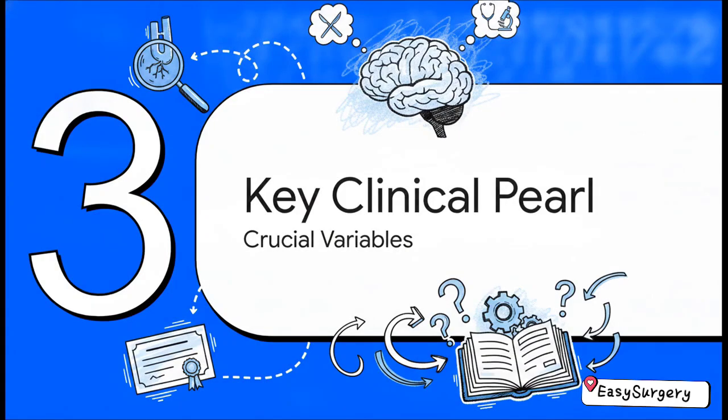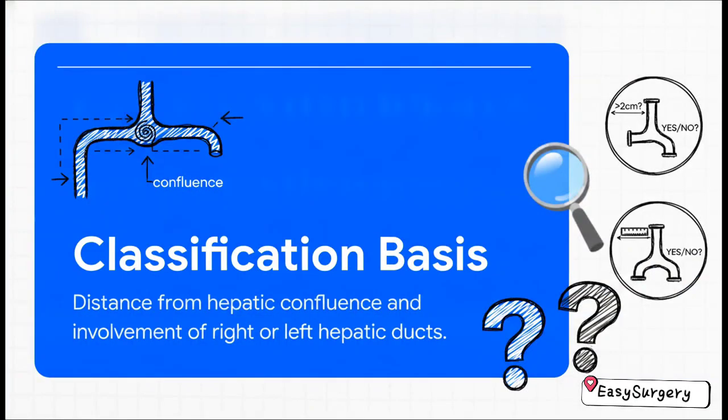All right, time for a key clinical pearl. So the absolute crucial point that you need to take away is that this entire Bismuth classification system is built on exactly 2 variables. It's all defined by the distance from the hepatic duct confluence and the involvement of the right and left hepatic ducts. That's it. Are you more than 2 centimeters away? Less than 2? Does it touch the confluence? Are the right and left branches involved? If you know these 2 variables, you can instantly categorize any benign biliary stricture.